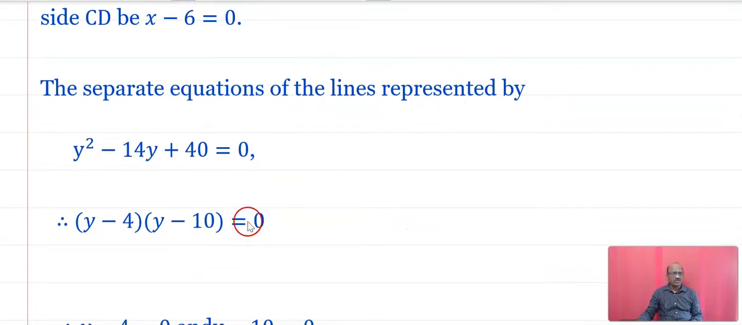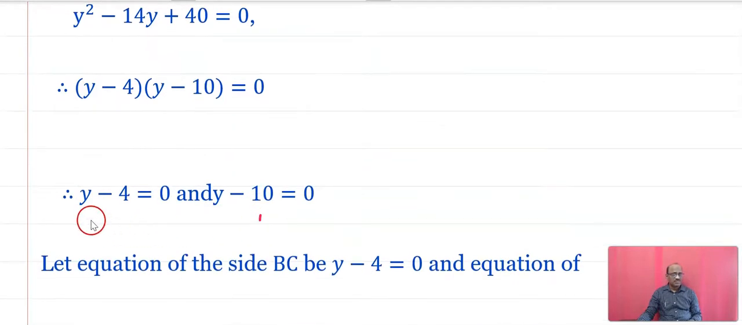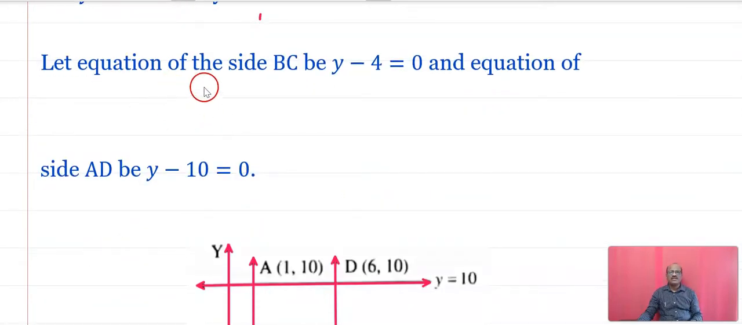Again, the separate equations of the other lines, which is y square minus 14y plus 40. What are the factors? Minus 4 and minus 10. In the first bracket you will get minus 4, in the second bracket you will get minus 10. Y minus 4 is equal to 0 and y minus 10 is equal to 0. Let the equation of side BC be y minus 4 is equal to 0, and the equation of side AD be y minus 10 is equal to 0.